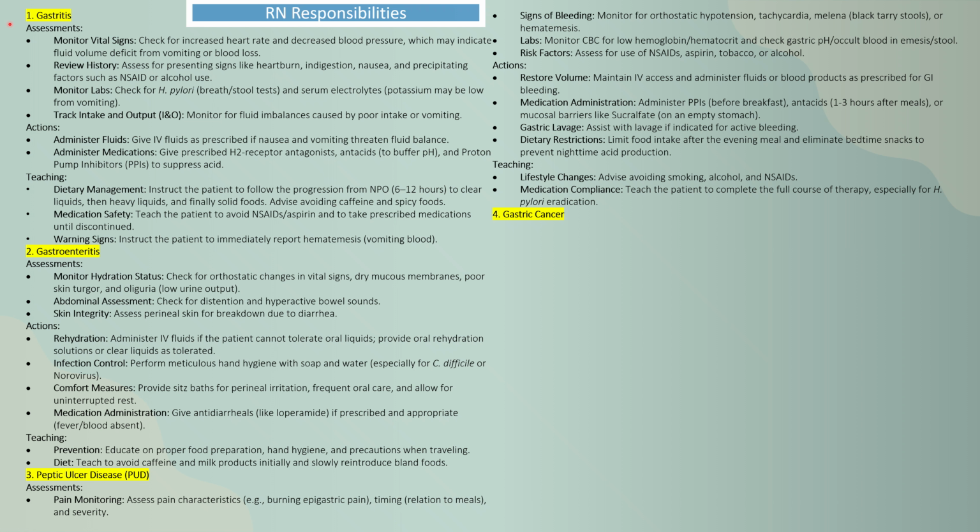Risk factors: assess for use of NSAIDs, aspirin, tobacco, or alcohol. Action, restore volume: maintain IV access and administer fluids or blood products as prescribed for GI bleeding. Medication: PPIs before breakfast, antacids 1 to 3 hours after meals, or mucosal barriers like sucralfate on an empty stomach.